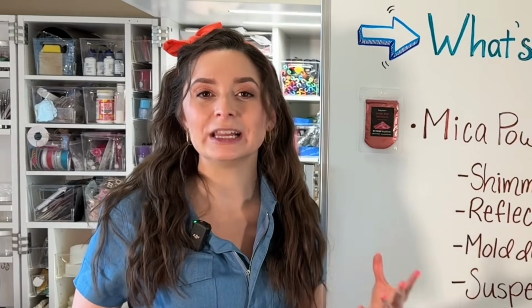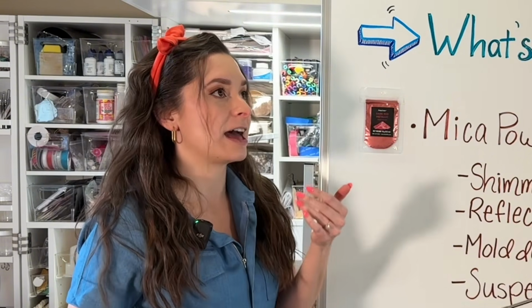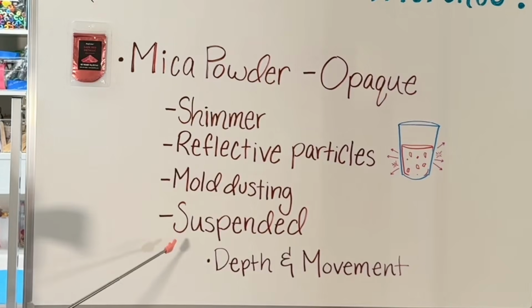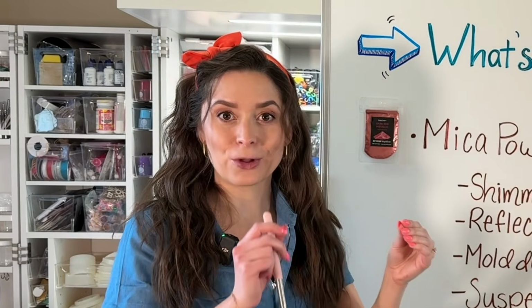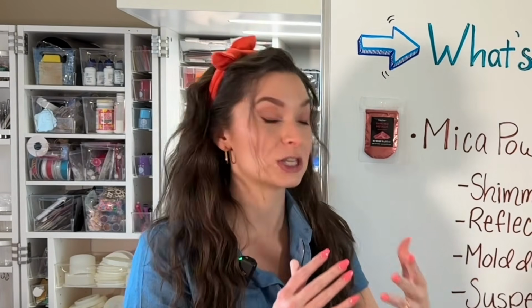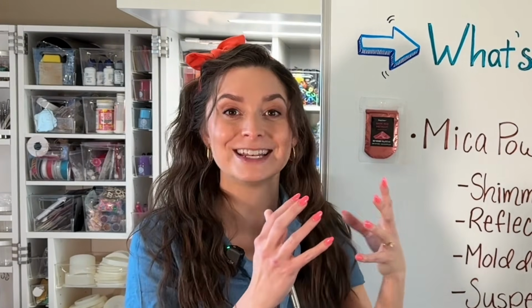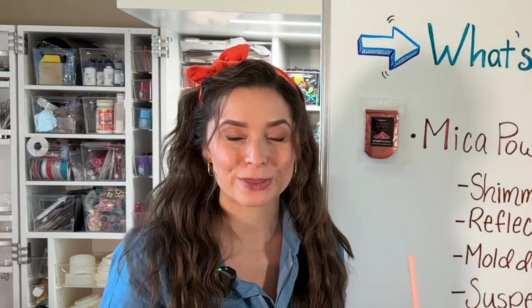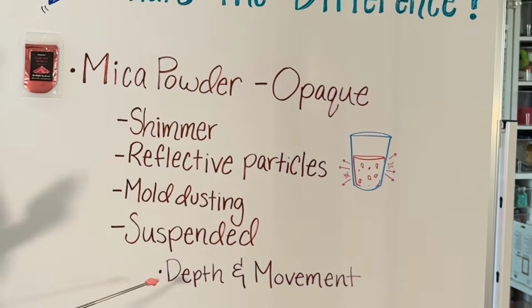So that's what's really cool about mica powder is that it gives you this depth and movement, as you can see right here, since those little reflective particles are suspended in whatever you're putting it in. So if it's resin, it's gonna be suspended in the resin and you can swirl it around and those will actually stay, for the most part, where you swirl them. So you'll get a lot of depth and movement.